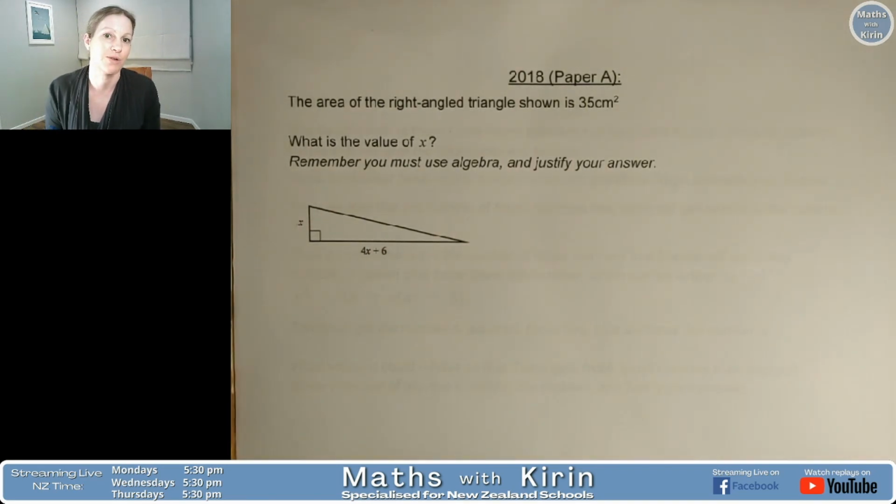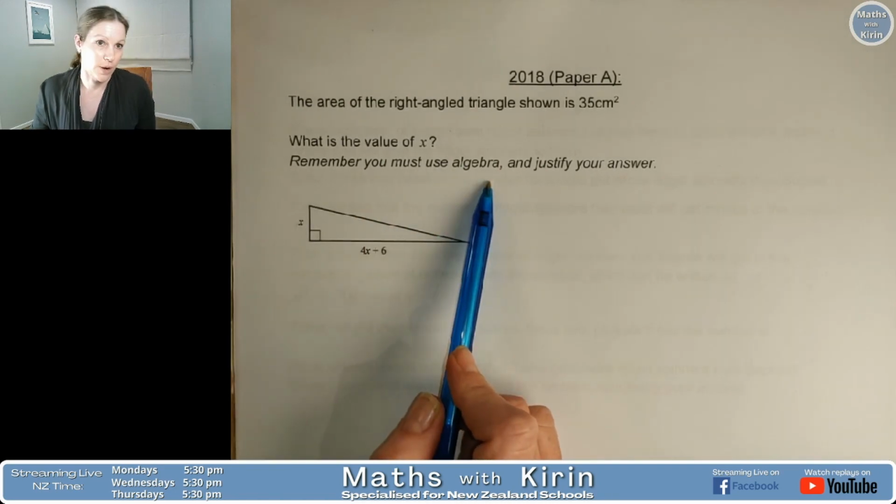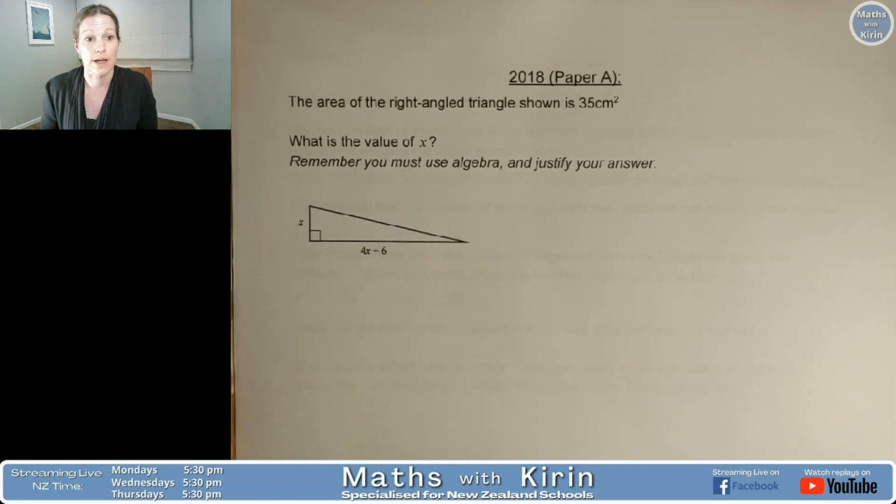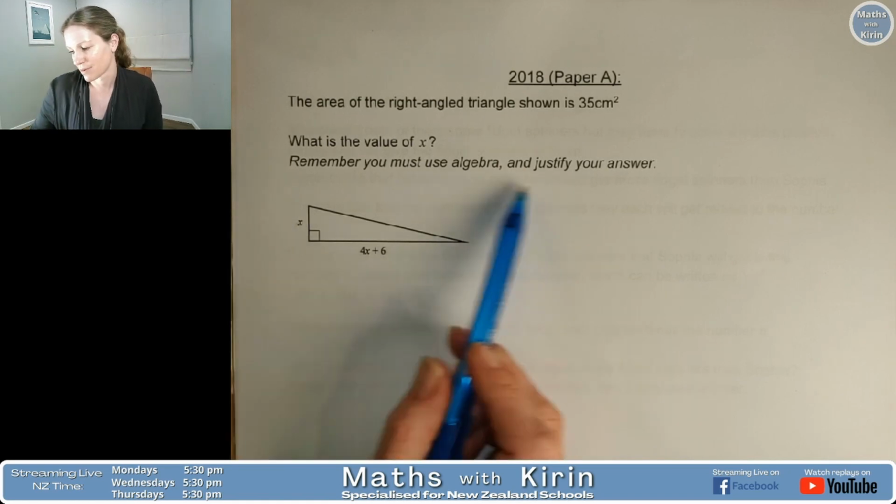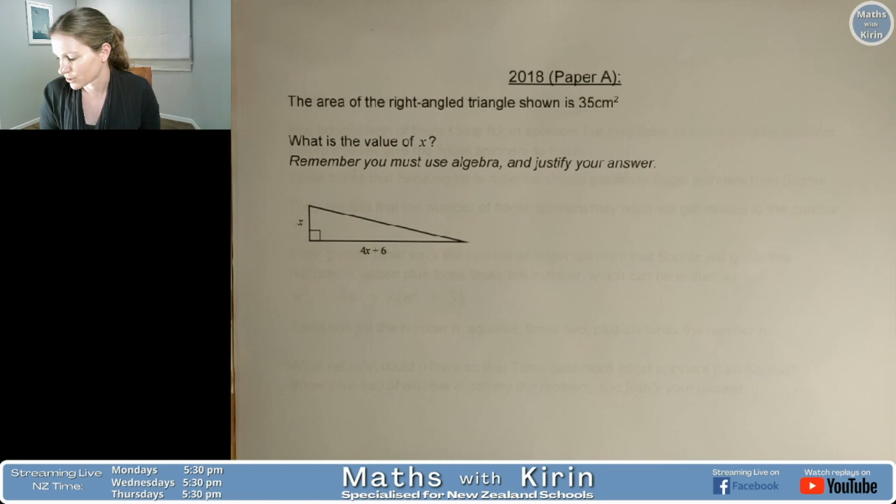Throughout your algebra paper, you need to show the use of algebra. So that means that you need to write equations and you need to show that you're solving those. If you just guess and check a value for x, then you won't get full marks. So it's important. Just remember that. Sometimes they might hint to remind you of that.